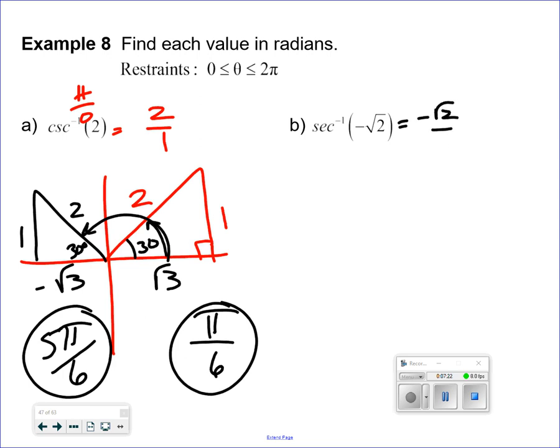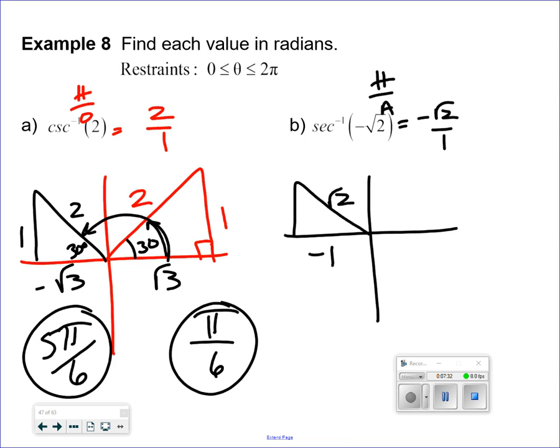Negative square root of 2 over 1. It's negative, and it's secant. Secant is hypotenuse over adjacent. So I need a hypotenuse and an adjacent, which would then also be in the third quadrant, hypotenuse over adjacent. So this is a 1, 1, square root of 2, which is a 45-degree reference angle.